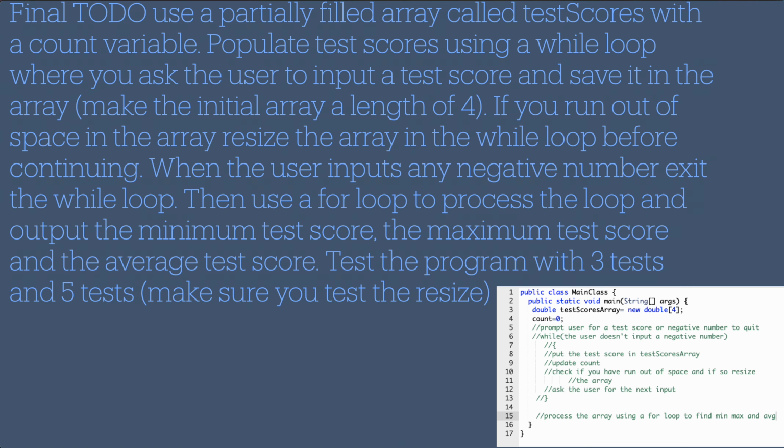So we have a final to do. What I want you to do is use a partially filled array called test scores with a count variable. Populate test scores using a while loop where you ask the user to input a test score and save it in the array. Make the initial array length 4. If you run out of space in the array, resize the array in the while loop before continuing.